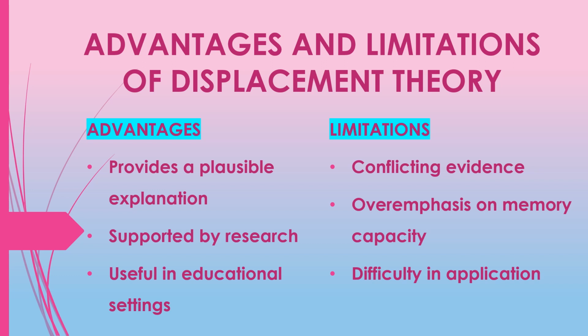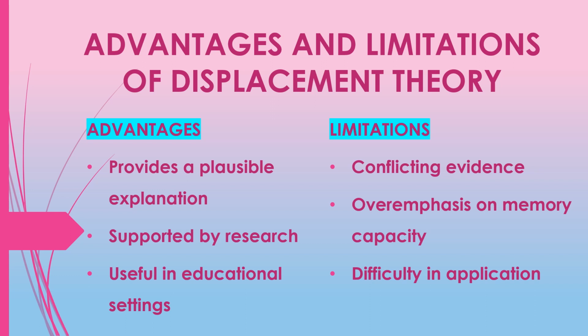Then, the advantages and limitations of the displacement theory. First, we can see the advantages. It provides a possible or reasonable explanation. The displacement theory offers a reasonable explanation for why people forget information when they are presented with new information. It explains how memory capacity is limited and how new information can push out or displace the older information.